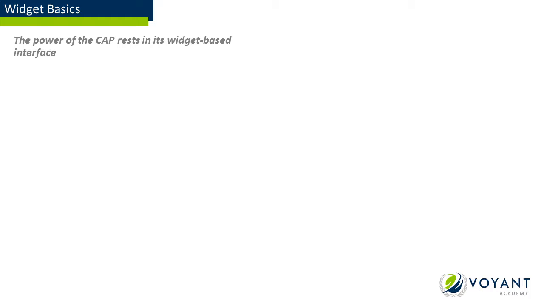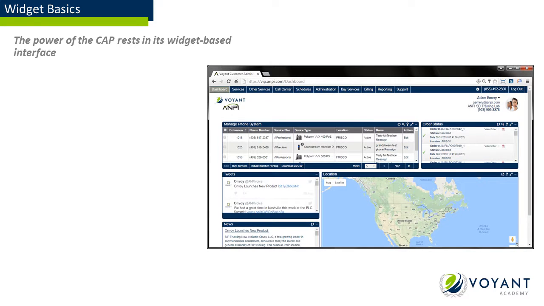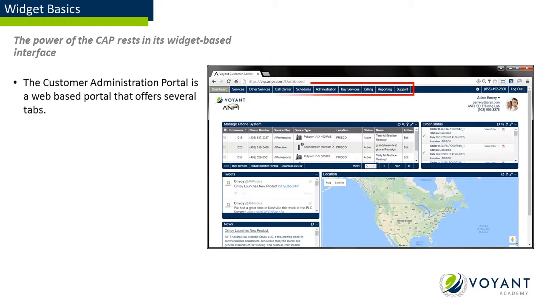The Customer Administration Portal is web-based, so you use a browser and a connection to the internet in order to access. You do not need to be on site. The CAP is composed of several tabs found across the top of the interface. Depending on the features you have in your PBX, some of these tabs may not appear.